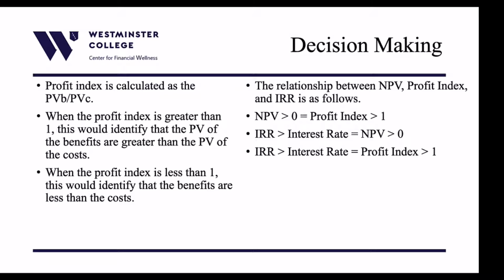The relationship between NPV, profit index, and IRR goes as follows. When NPV is greater than 0, profit index is greater than 1. When IRR is greater than the interest rate, NPV is greater than 0. And when IRR is greater than the interest rate, profit index is greater than 1.